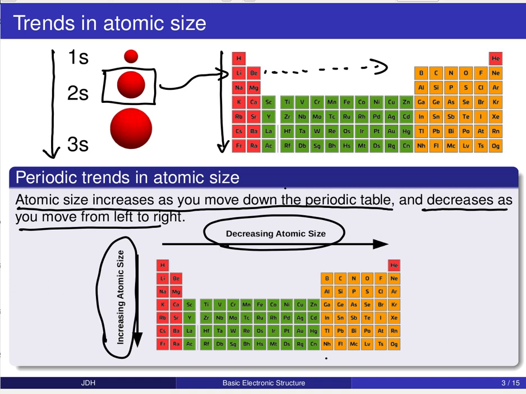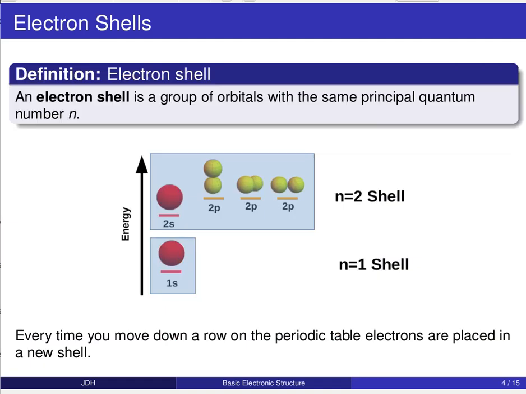Okay, now our next trend that we want to look at actually requires us introducing another definition before we jump into it. So I'd like to take a minute here and introduce this concept of electron shells. An electron shell is a group of orbitals with the same principal quantum number n. So the first, n equals 1 shell, is comprised of only the single 1s orbital. Because remember, in the principal quantum number 1, we're not going to see any p orbitals or d orbitals. The only thing there is s orbitals.